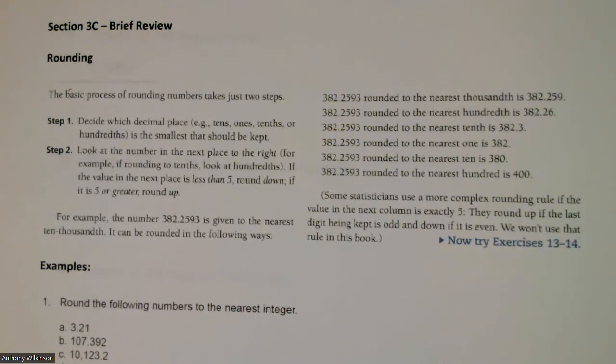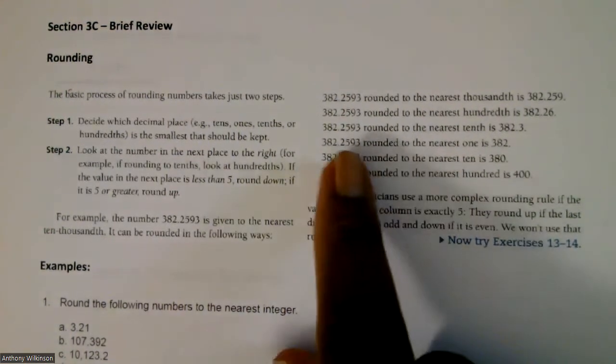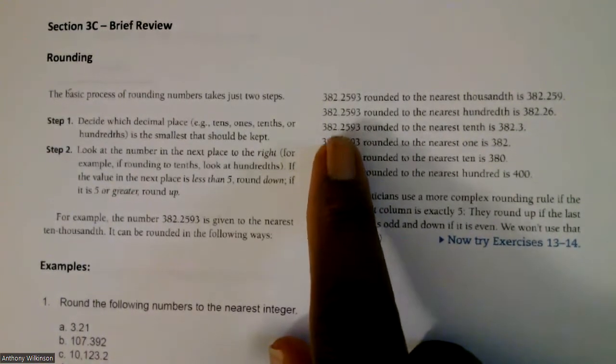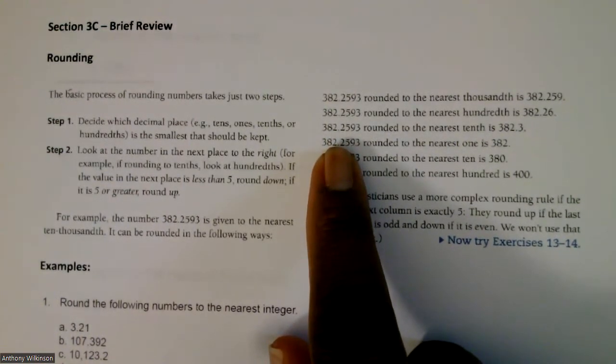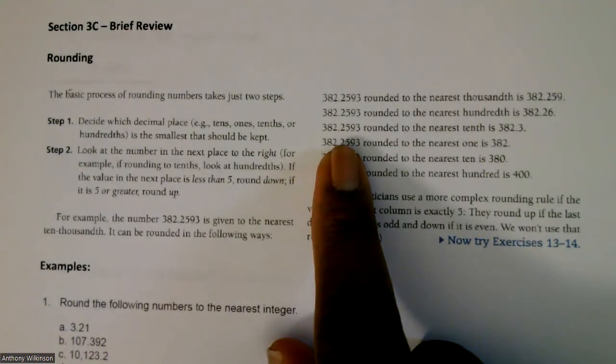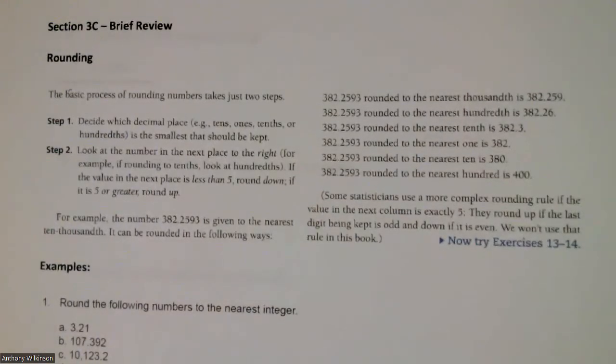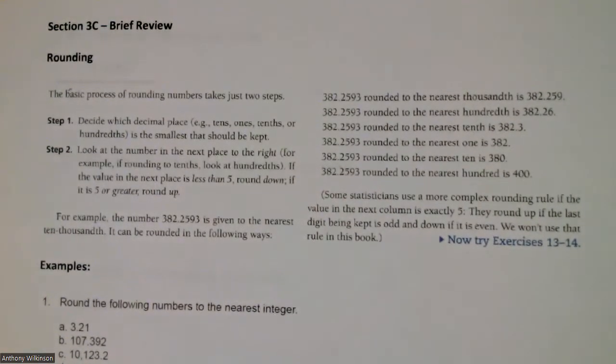And then to the nearest 10th, well, the digit in the tenths place, that's the first number after the decimal point, or the first place value after the decimal point, that digit is a 2. To the right of that is 5. That's 5 or greater. That means this 2 will increase to a 3. So it'll be 382.3.